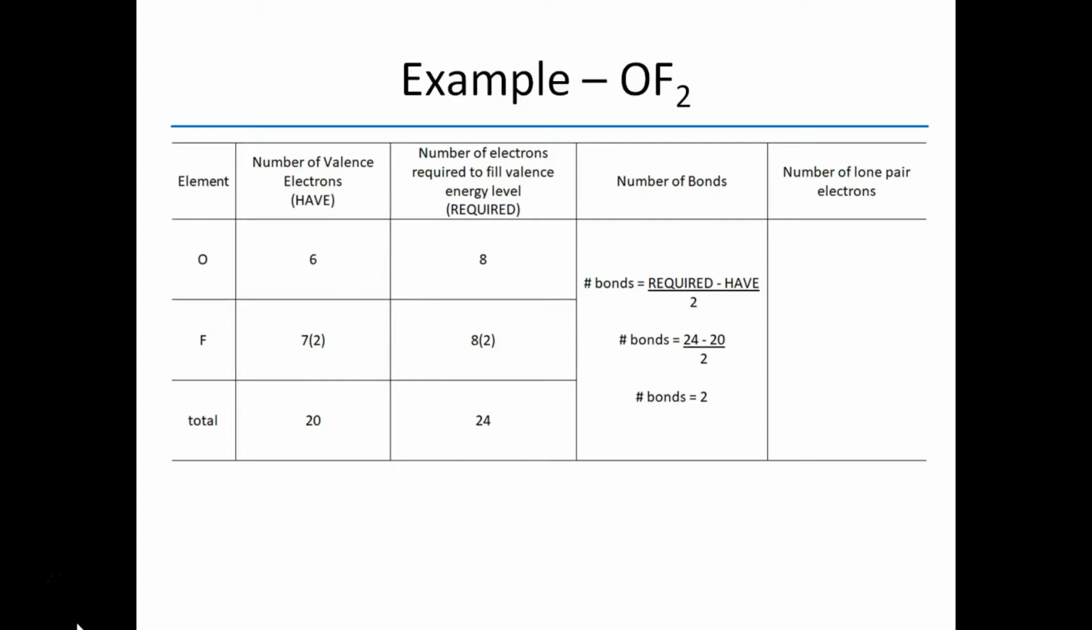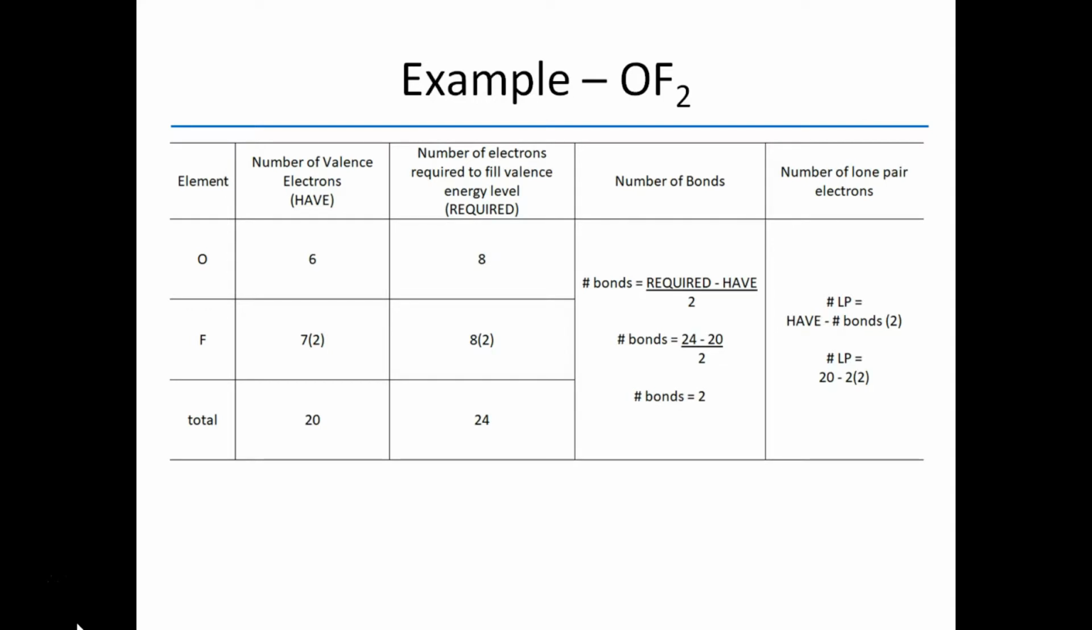The way that we're going to determine our number of bonds is our required minus our have, divided by 2. And the reason we divide it by 2 is because each bond requires 2 electrons. So for example, I require 24, I have 20, so 24 minus 20 is 4, divided by 2 is 2. So that tells me that between oxygen and the 2 fluorines in this molecule, there will be 2 bonds.